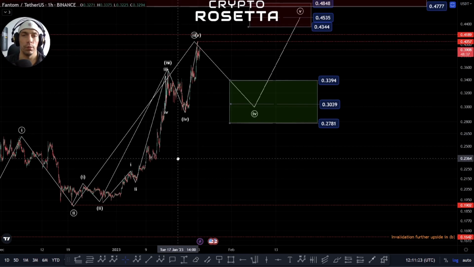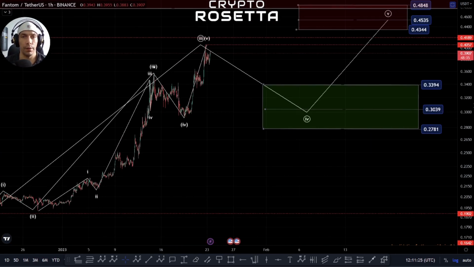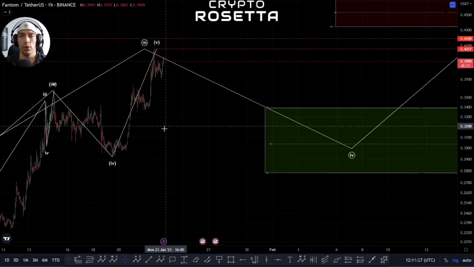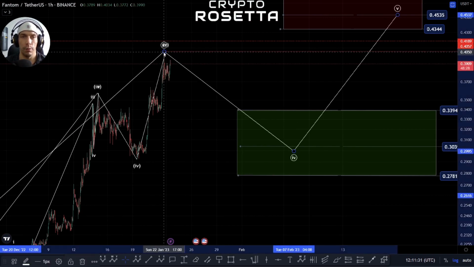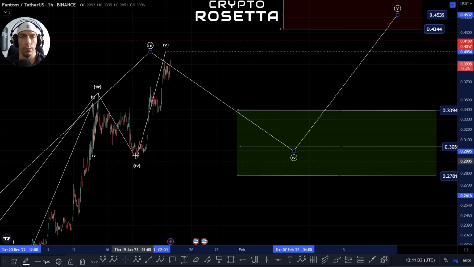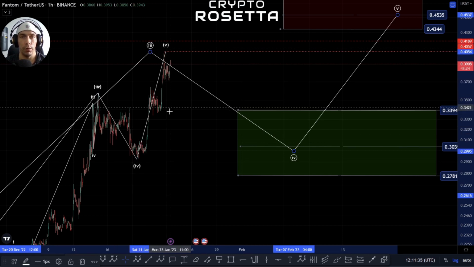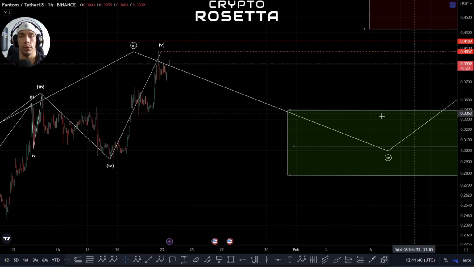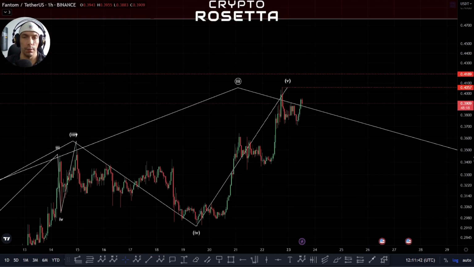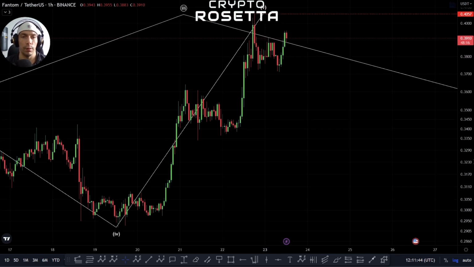Okay, so within this structure, we could actually have completed this third wave. This third wave could complete into this high point. And if that's the case, we'd be looking to break down from this point, and we wouldn't really want to come back up again past this 40.57. If I come in a little bit closer here, we can talk about this.